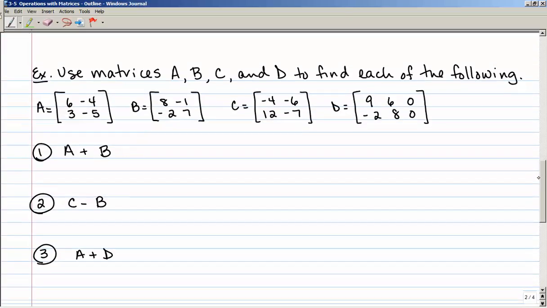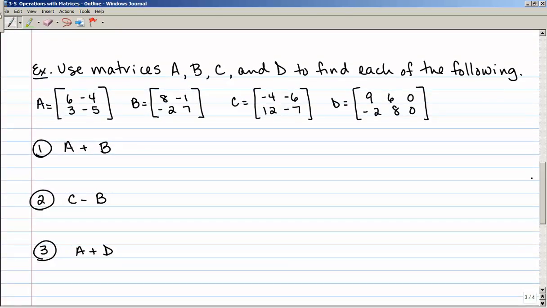So let's take a look at a couple examples here. Use matrices A, B, C, and D to find each of the following. So the first one we want to do is find matrix A plus matrix B. And just to make it a little easier, I'm going to copy them here. And a hint for when you're copying matrices or writing them out, be sure you give yourself enough space between the elements in the rows and columns, because I don't want it to look like a 2-digit number in this case.